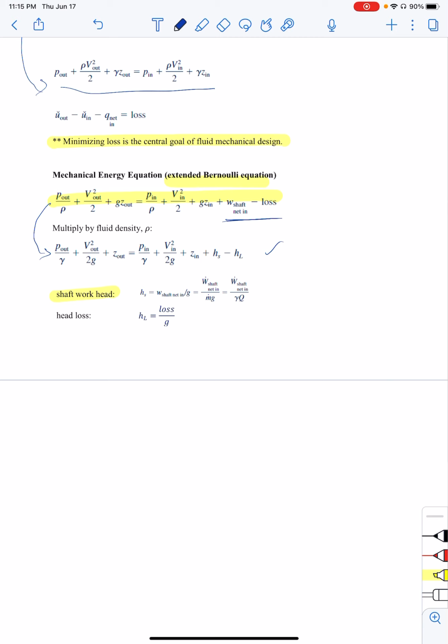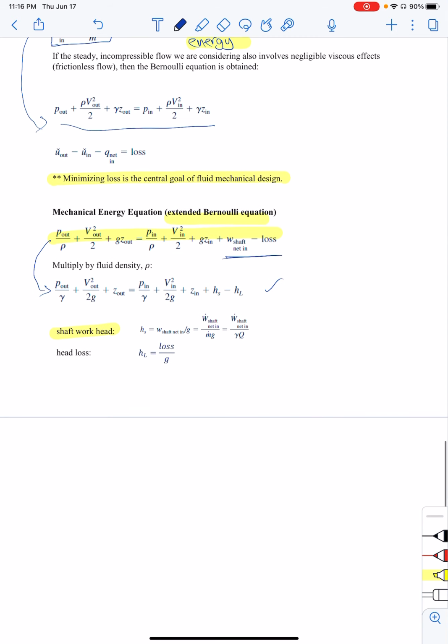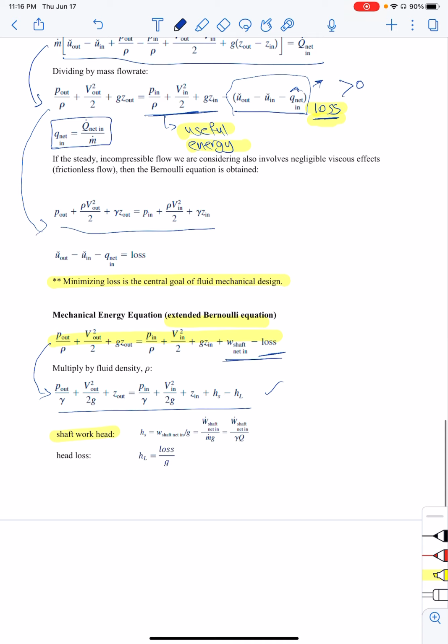If we look at this equation here, this is a loss that we don't have in Bernoulli's equation. This is why Bernoulli's represents the maximum useful energy.